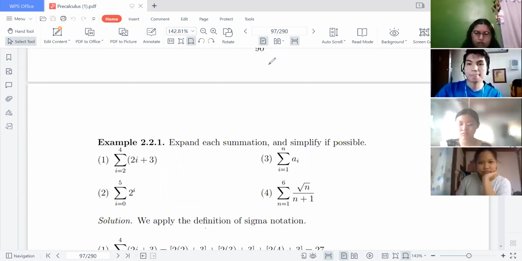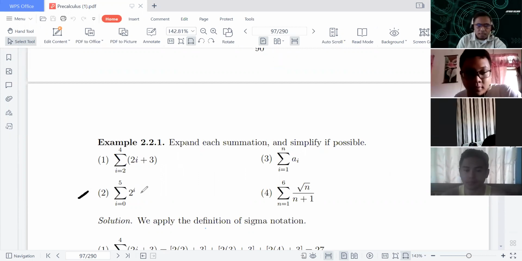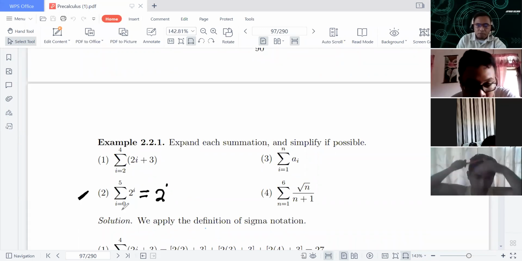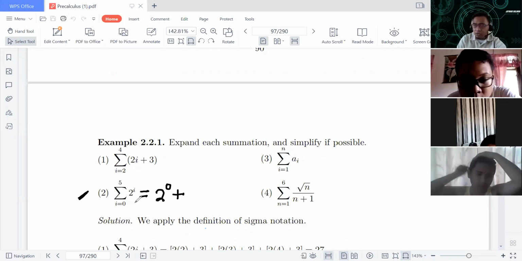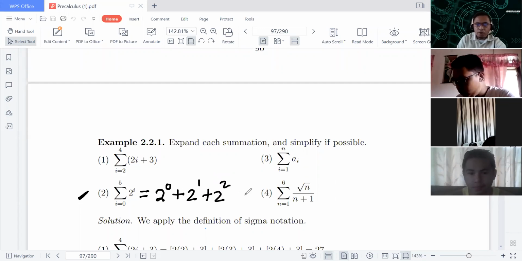Okay, so that's the first one. Let us have another one. For example, number 2. This is the summation of 2 to the i, where i ranges from 0 until 5. So it will be 2 to the power of 0, because the first term must be 0. Next to 0 is 1, so it will be 2 raised to 1. Next is 2 raised to 2, until you reach 5, plus 2 raised to 3, 2 raised to 4, and 2 raised to 5.